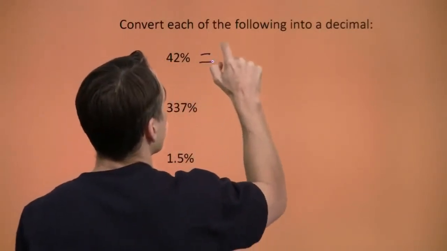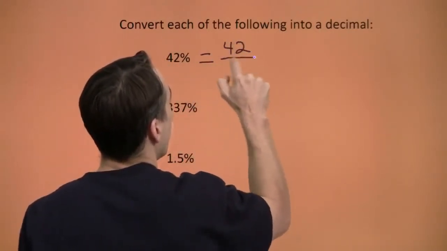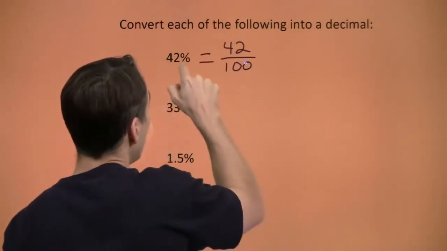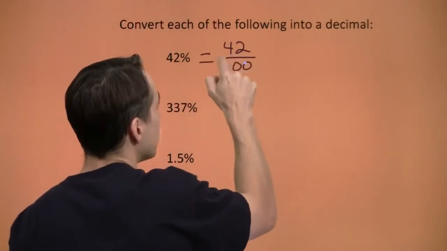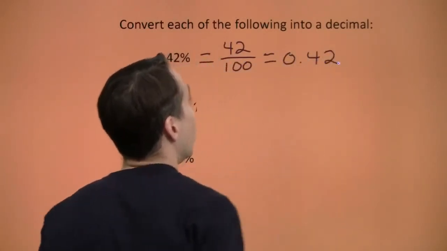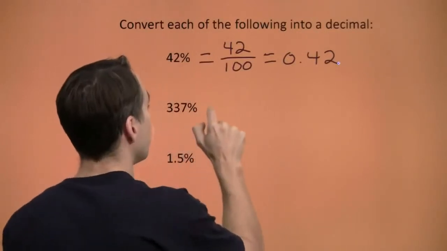Percent means per hundred, so 42% means 42 per 100. Of course, we know how to divide by 100. We move the decimal point 2 places to the left, and we get 0.42. On to the next one.